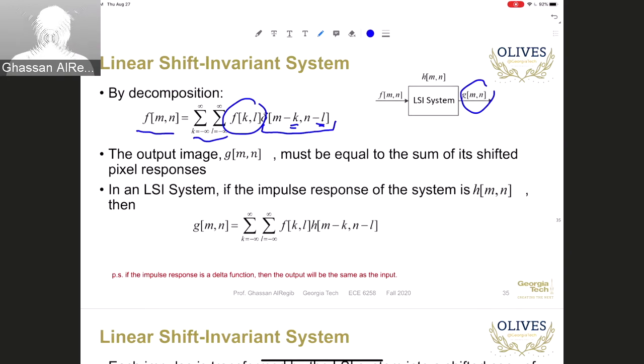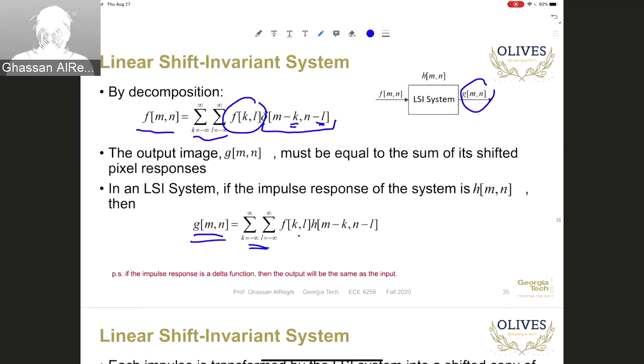Because of the linearity and the shift invariance or time invariance properties of the system, we can write G of M and N in this case as the sum of the weighted shifted input samples. Now if you notice, we changed this H, because that's basically the impulse response of the system. Meaning that if we have this LSI system and we define it with this impulse response H of M and N, the output will be this. If the input is delta, then the output G is nothing but a double summation of our scalars, H of K and L or F of K and L, times delta of M minus K and N minus L. But here we are extending that to any generalizable input F, not only delta, so my shifts and weights are governed by this H operator.